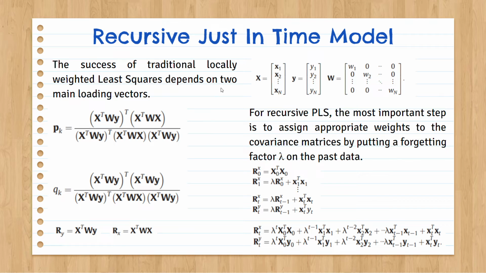The success of traditionally locally weighted least squares depend on two main loading vectors, pk and qk. For recursive partial least squares, the most important step is to assign appropriate weights to the covariance matrix by putting a forgetting factor to the lambda on the past data. So in this model, we are assigning higher powers of lambda to the previous matrix and lower powers of lambda to the newer data. And by doing so, we are assigning more weightage to the newer data compared to the previous data.